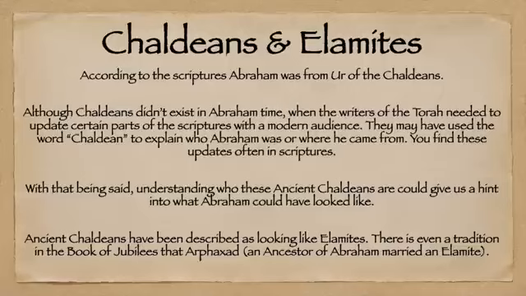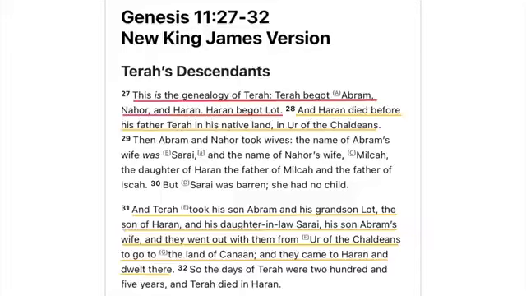Ancient Chaldeans have been described as looking like Elamites, which is really interesting. There's even a tradition in the Book of Jubilees that Arphaxad, an ancestor of Abraham, married an Elamite. So, Genesis chapter 11, verses 27 through 32, it says, "This is the genealogy of Terah. Terah begot Abram, Nahor, and Haran. Haran begot Lot. And Haran died before his father Terah in his native land, in Ur of the Chaldeans.